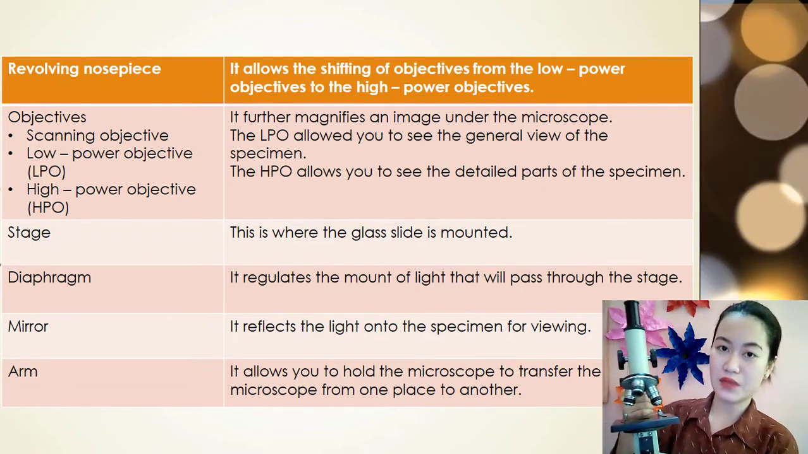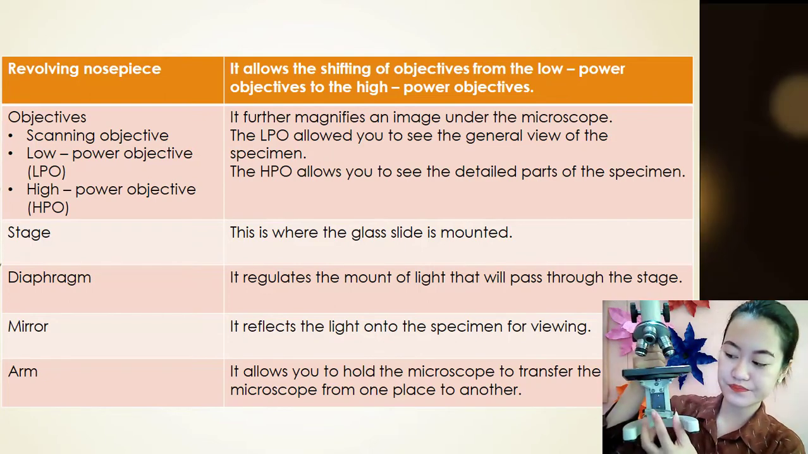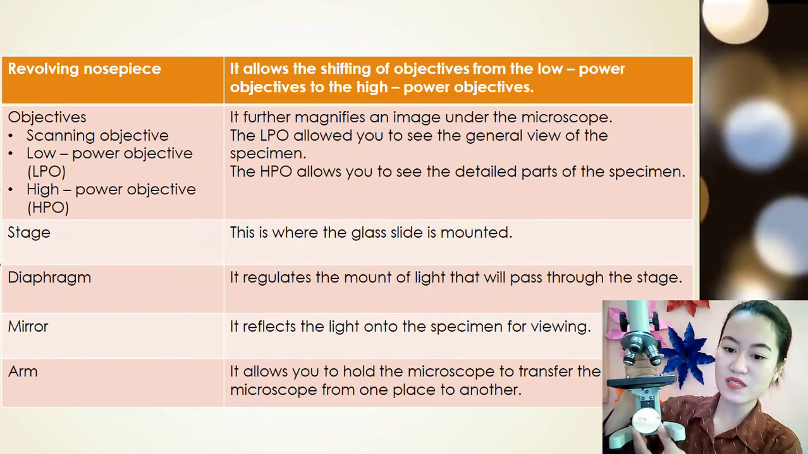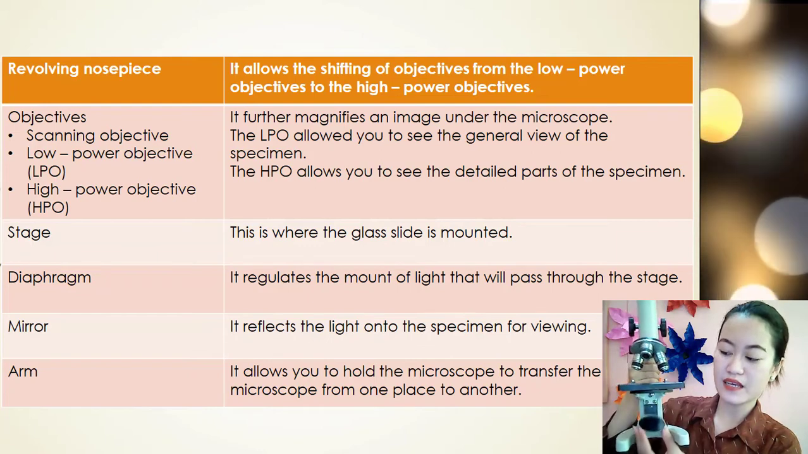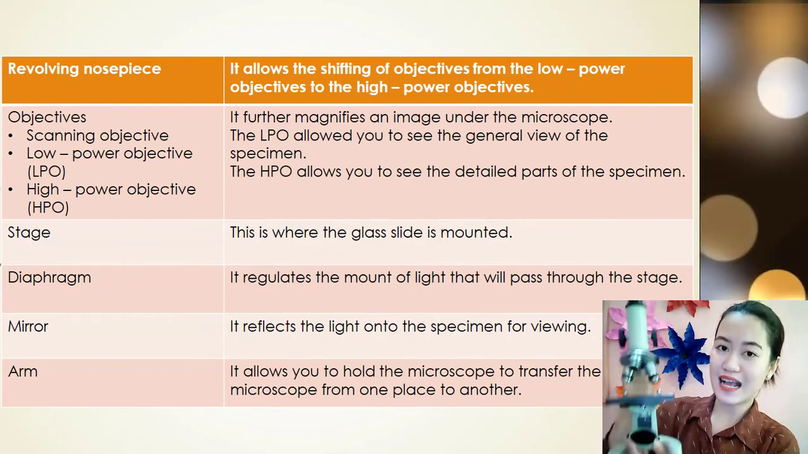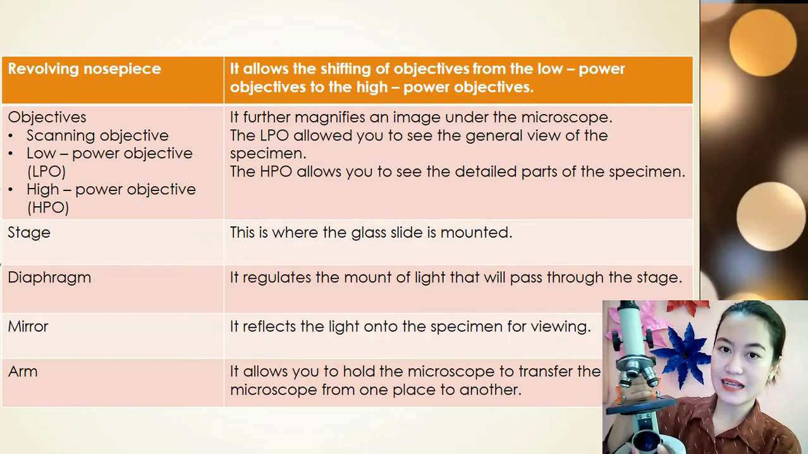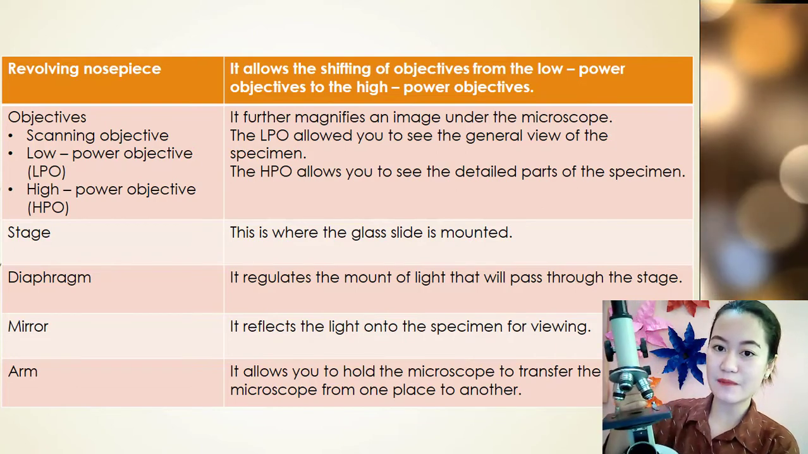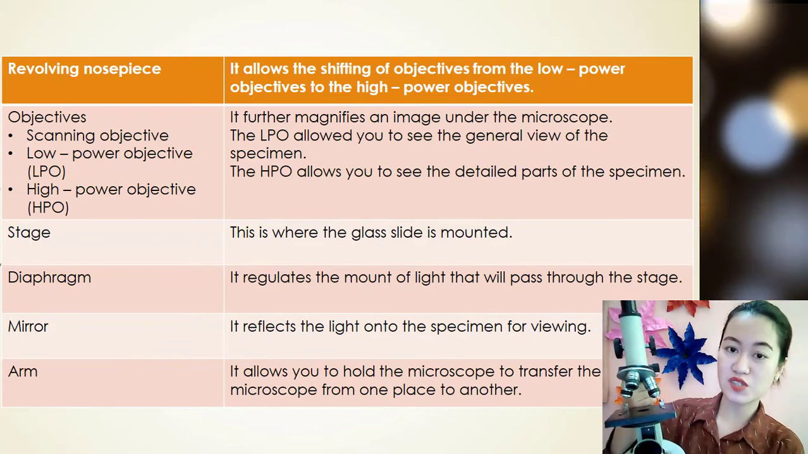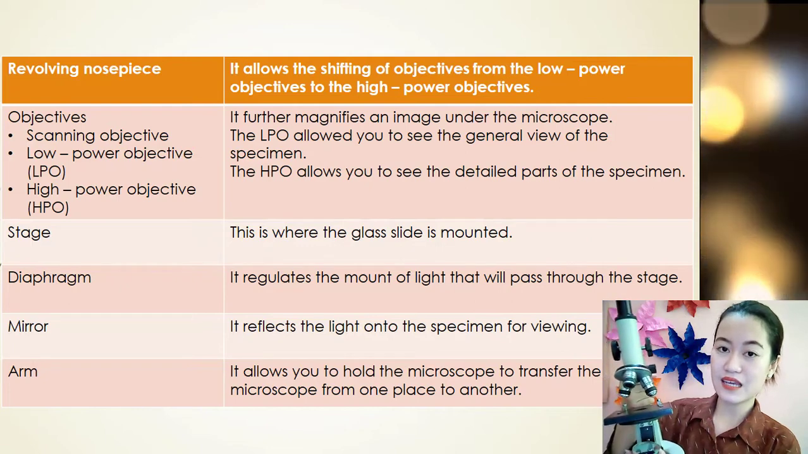Next, class, is the mirror. So, what is the function of the mirror? Okay, this is the mirror or the light source. So, it reflects the light onto the specimen for viewing. Okay? So, ang sabi ay, dito manggagaling yung light. Of course, class, para makita po natin yung specimen, so, kailangan natin ng light. Kasi kung tayo ay nasa isang madilim and then sumilip tayo dun sa eyepiece, okay, hindi natin makikita yung image ng specimen. So, it is really important to have the light.